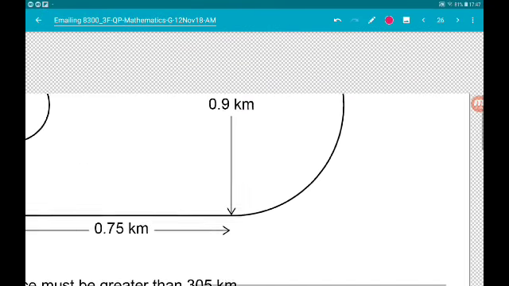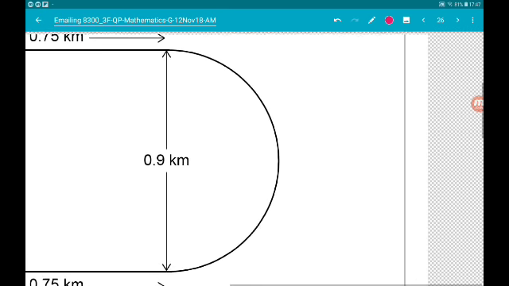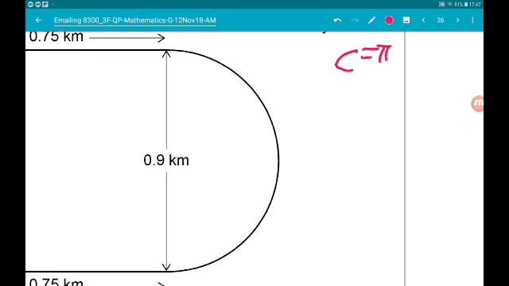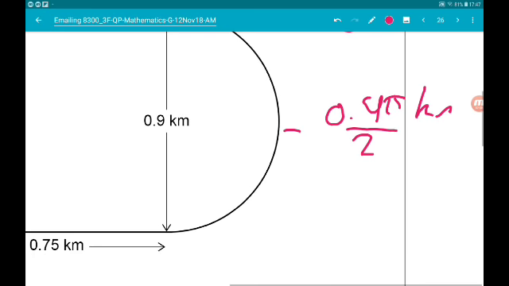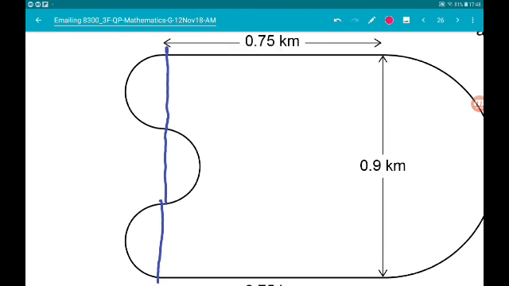Okay, now for the semicircles. So, for a circle, the circumference is pi times diameter. So, for the arc of a semicircle, it's half of that. So, the arc here is 0.9 pi over 2 kilometers. So that is 0.45 pi kilometers.